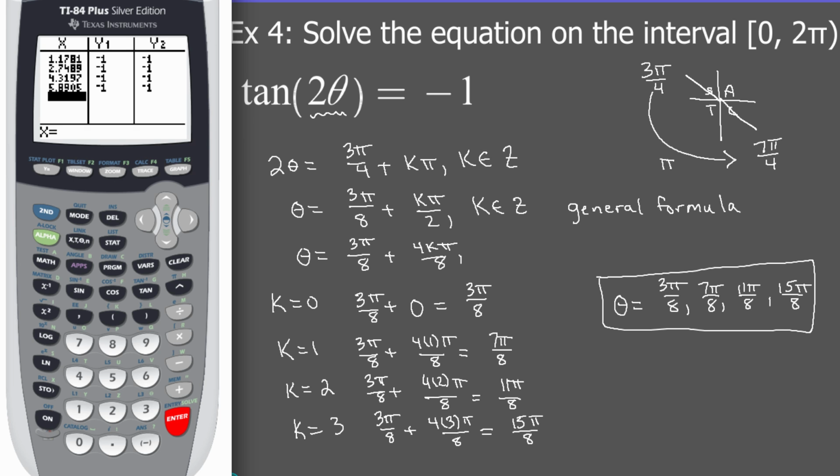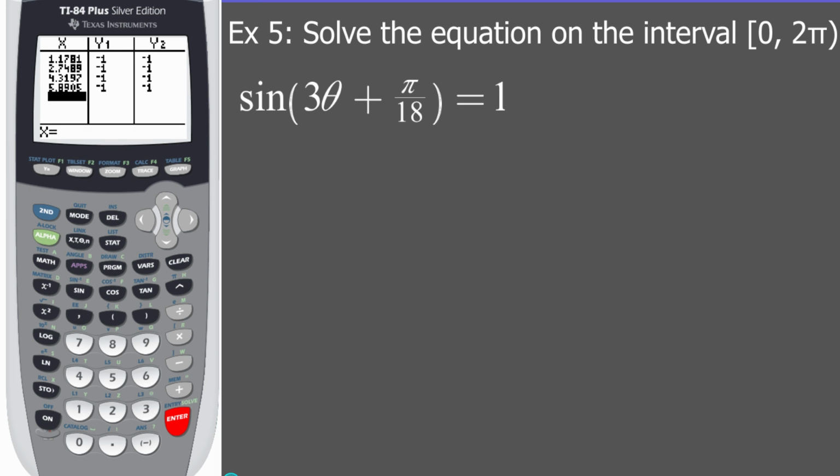Now let's go ahead and take a look at problem number 2. For this problem, we're going to solve the equation on the interval from 0 to 2 pi. Now with this one, again, we're going to ignore this angled part here in the middle. I just want to think about the word sine. Where is sine +1?